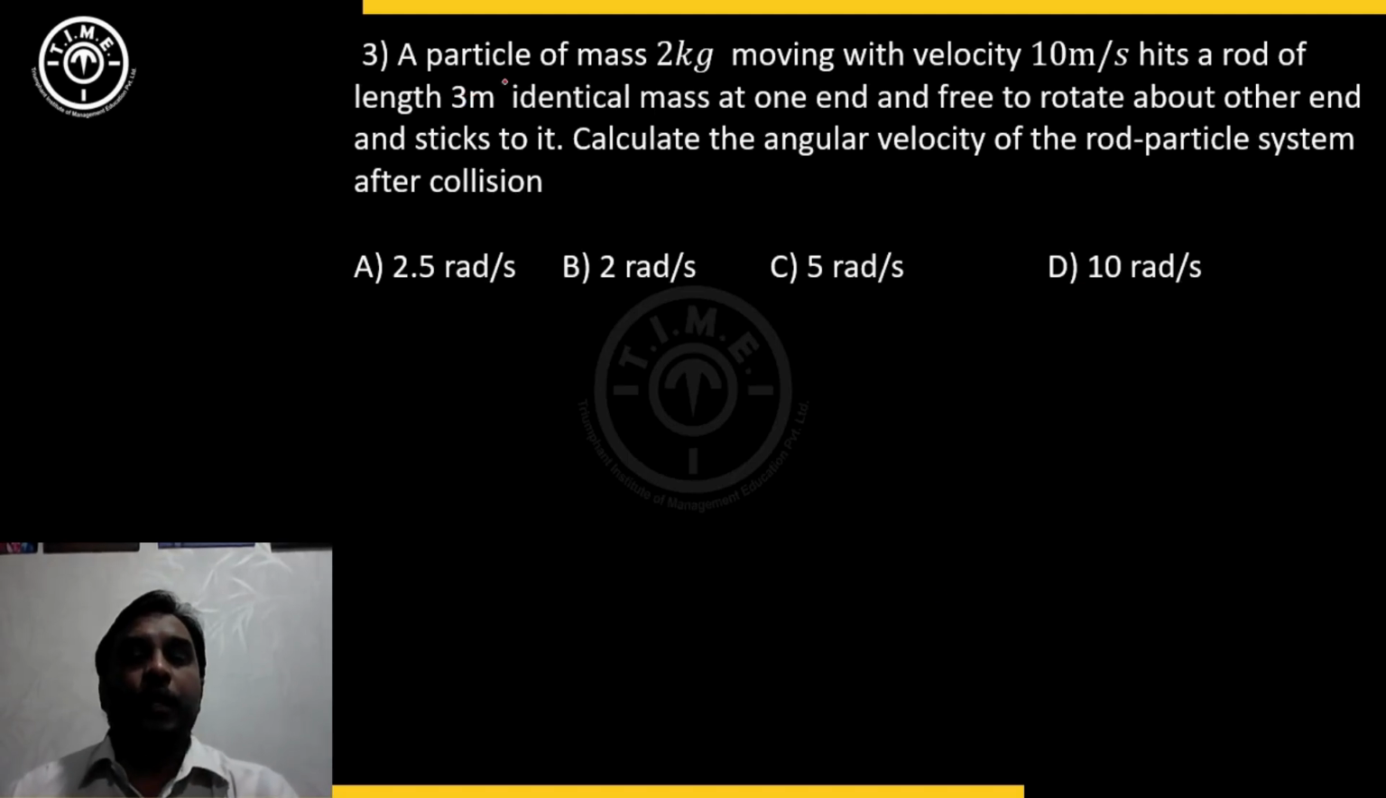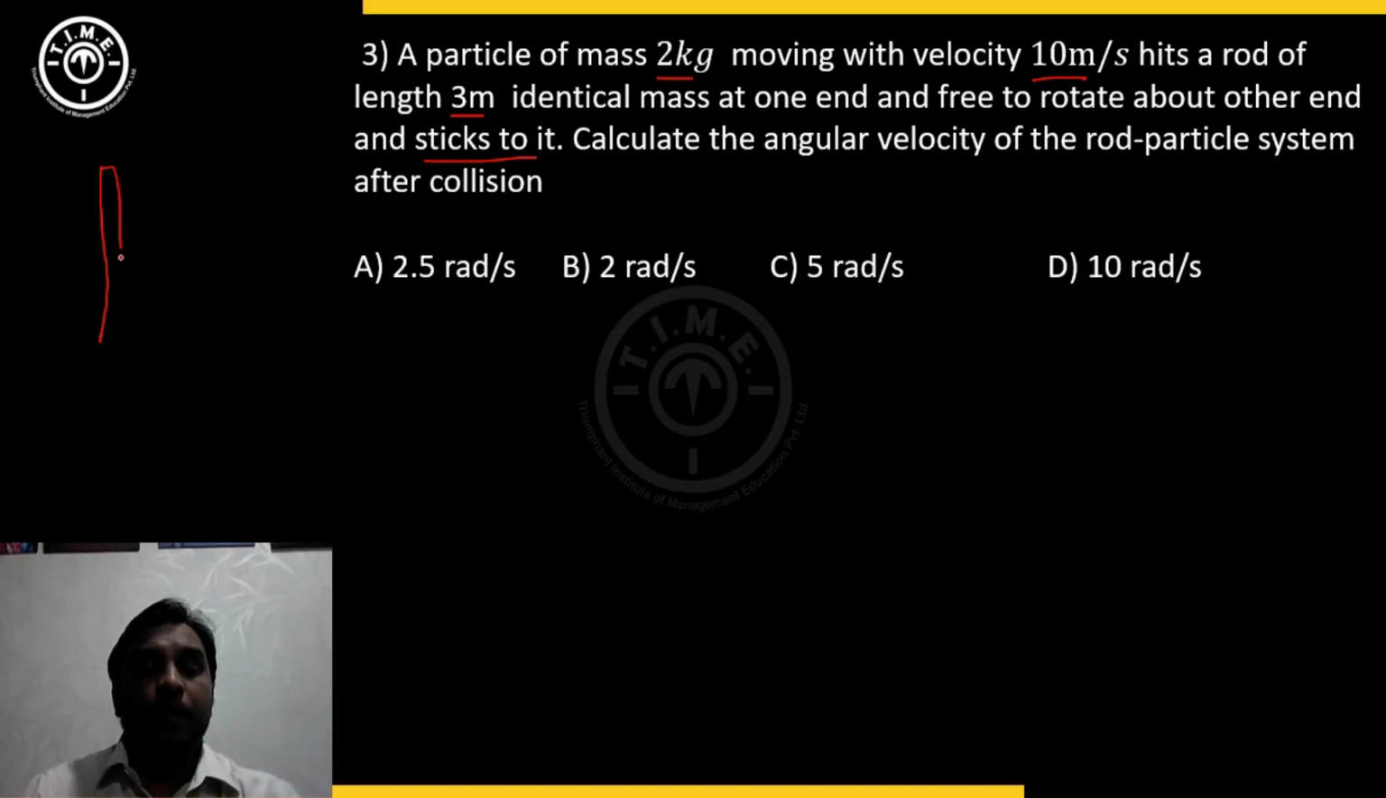Third question. A particle of mass 2 kg moving with velocity 10 meter per second hits a rod of length 3 meter and identical mass at one end. The rod is free to rotate about the other end, and the particle sticks to it. This is a perfectly inelastic collision. Calculate the angular velocity of the rod-particle system after collision. Let me draw the diagram. This is the rod, which can rotate about one end, whose mass is 2 kg and length is 3 meter. Another particle of mass m moving with velocity v collides with the rod at one end and sticks to it. This is a perfectly inelastic collision.